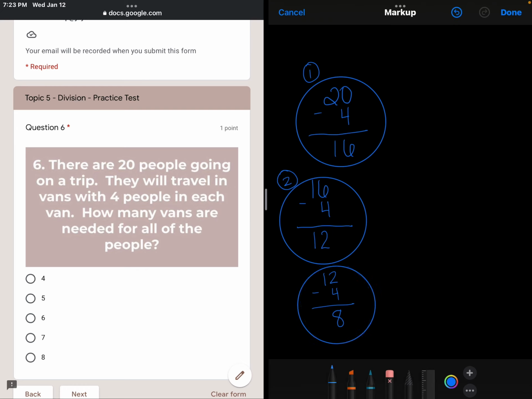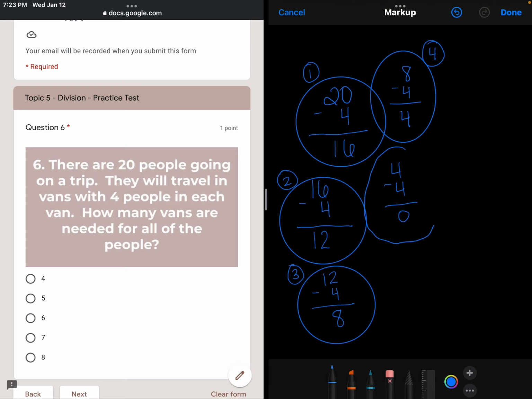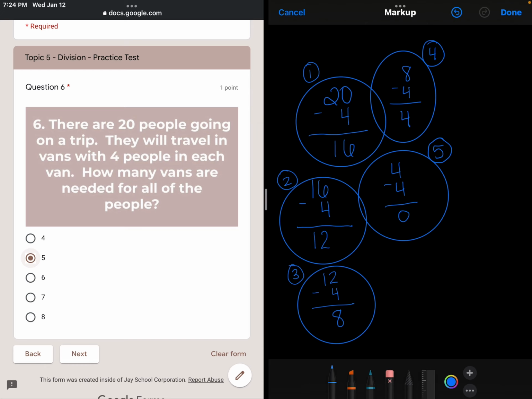But I keep going because I still have 8 people. So 8 minus 4 is 4. So that would give me 4 vans. And then I have 4 minus 4, which is 0. And that would give me my 5 vans. So that's 1, 2, 3, 4, 5 vans. 4 people in each van. Does 5 times 4 equal 20? Yeah. Okay. So my answer would be 5 vans. Next problem.